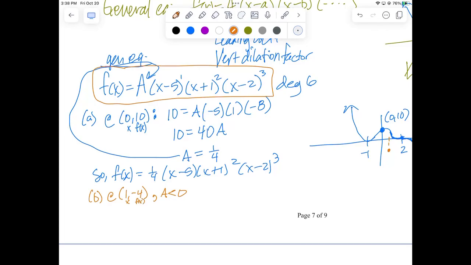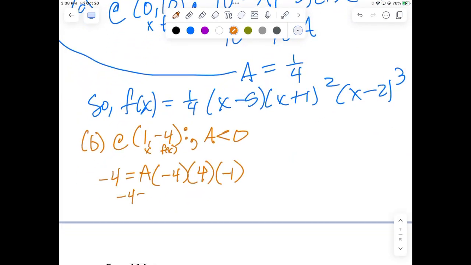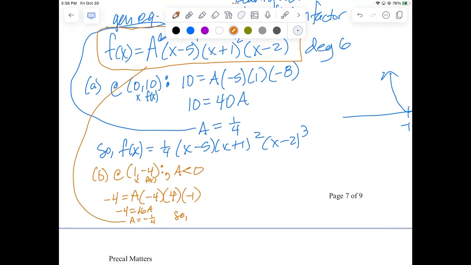So here we go. At the point 1, negative 4, we get negative 4 equals a times 1 minus 5 is negative 4. 1 plus 1 is 2. 2 squared is 4. 1 minus 2 is negative 1, and negative 1 cubed is negative 1. So here we get negative 4 equals 16a. And if I divide through, I get negative 4/16, which is negative 1/4. Now what do I do? I plug that a back into the general form, and I get f of x is equal to negative 1/4 times x minus 5 times x plus 1 squared times x minus 2 cubed.